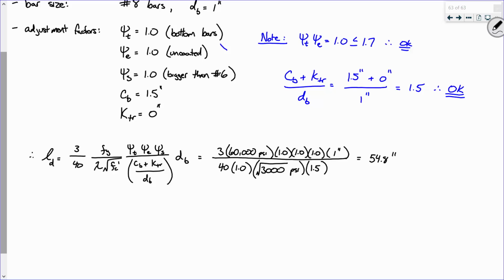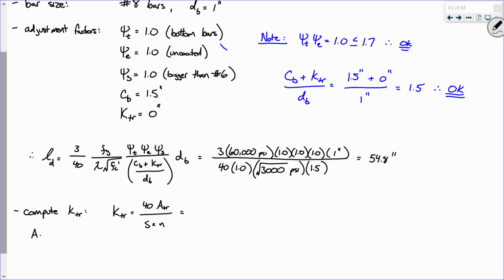Any questions? Now, let's see what happens if we compute that KTR. All right. Now, KTR is 40 ATR over S times N. Okay? Now, let's clean that up a little bit. Let's take each of these one at a time.